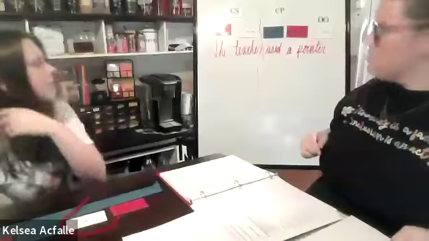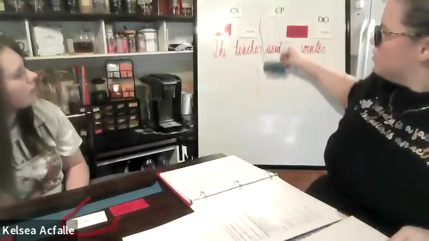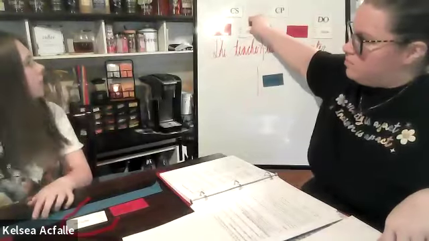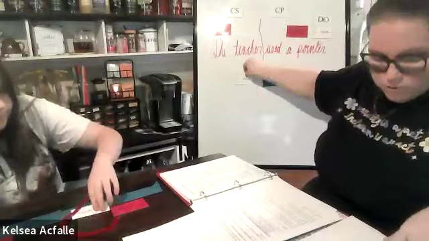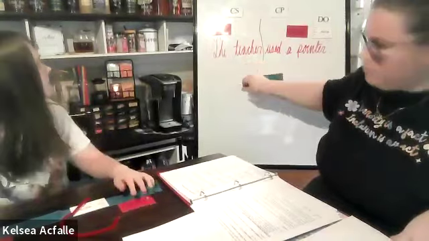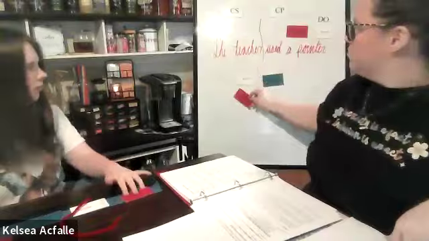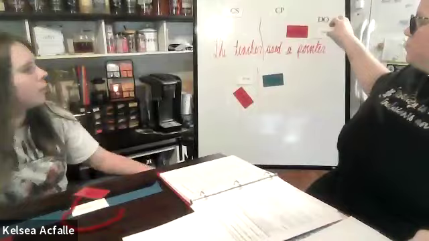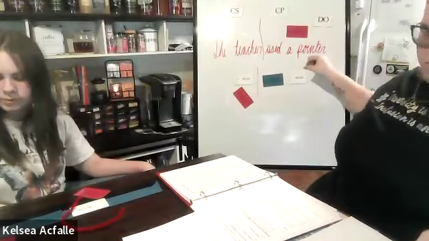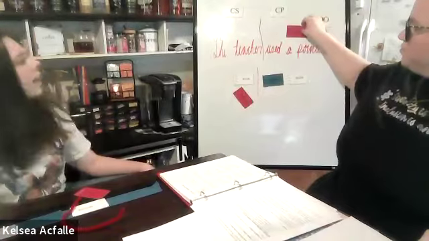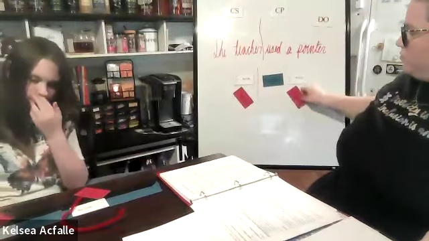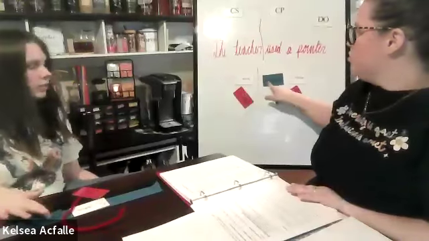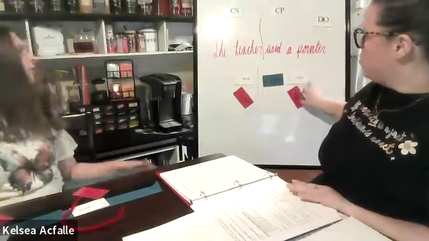What's the action of the sentence? Used is the action verb. Who used? Teacher is our noun. Yep. What type of teacher? The teacher, which is an article. Good. Used what? Pointer. Okay. What type of pointer? A pointer, which is an article. Let's touch and read. The teacher used a pointer. Good job.